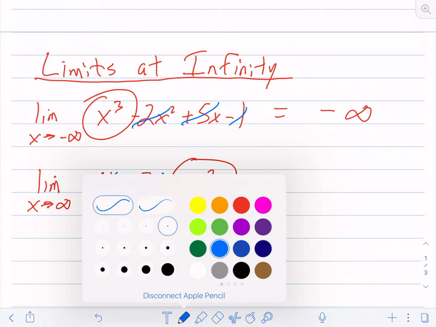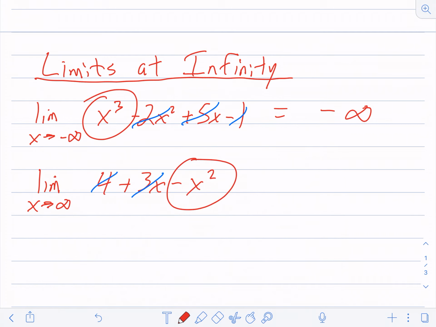Well, what happens when I plug in a very large number into negative x squared? What do I get? Well, I square it, which makes it positive, but then that negative makes it a very large negative number. So the answer to this is also going to be negative infinity, right?